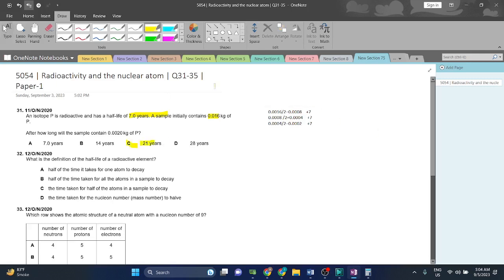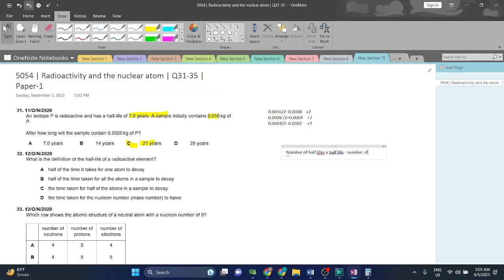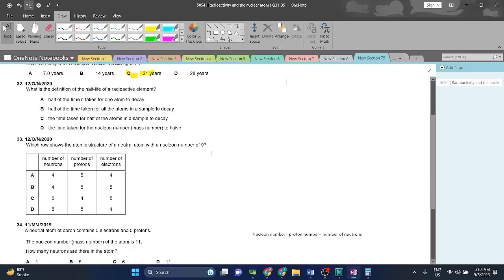You can also say that the number of half-lives into the half-life time will be equal to the number of years. Yeah. So yeah.